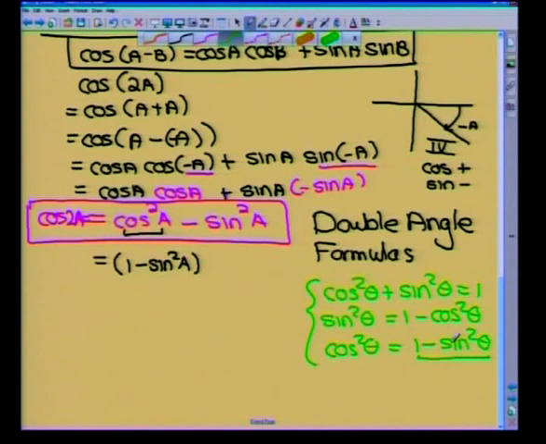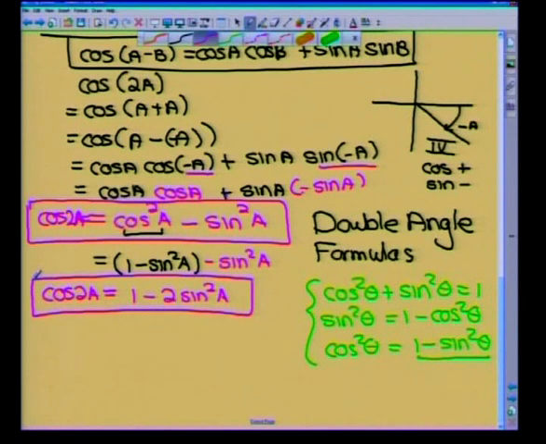That 1 minus sine squared is equal to cos squared. Now, what is the point of this? The point of this is I've now changed my formula to only contain sines. So it's 1 minus 2 sine squared A. And if you like, that is the second formula for cos 2A.